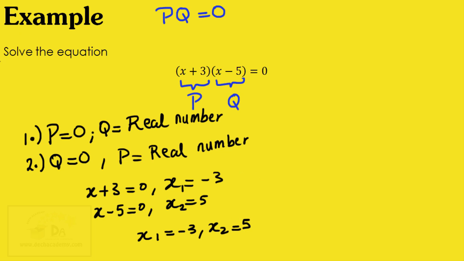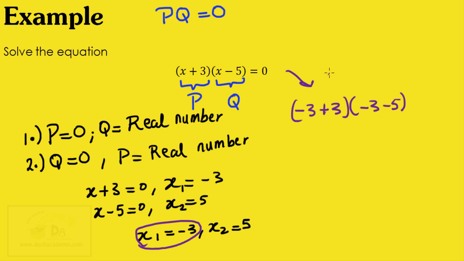It's always a good idea to test the solution, so let's test the first solution, x1 equals minus 3. I'm just putting the 1 subscript to show that this is the first solution. When x is minus 3, I'm going to replace x with minus 3 in the equation. What you get is minus 3 plus 3 times minus 3 minus 5. That's the left hand side. So the left hand side becomes minus 3 plus 3, that's 0, times minus 3 minus 5, minus 8. What's 0 times minus 8? That's 0.